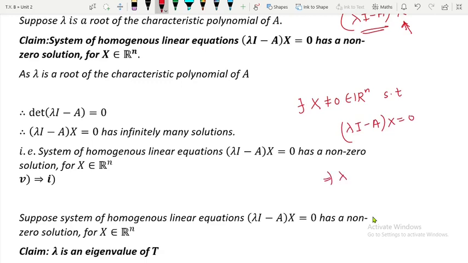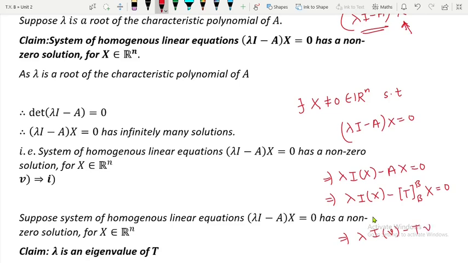This will imply that λIx − Ax will be equal to 0. This will imply that λ of Ix minus, now what is A? Remember, A is the matrix obtained somewhat like this, right? It was the matrix associated with T with respect to any basis. So I have used that value, and this will imply λIv − T(v) is equal to 0.